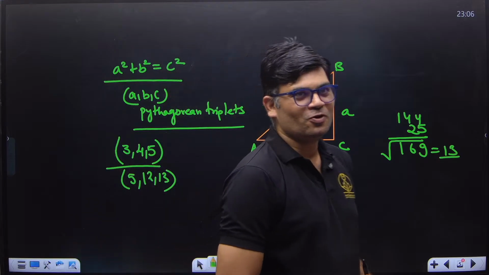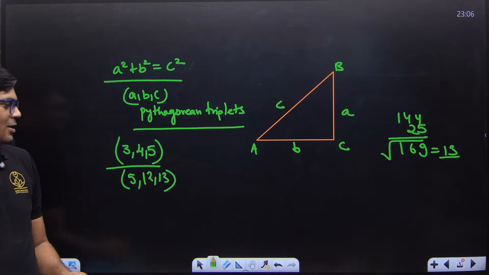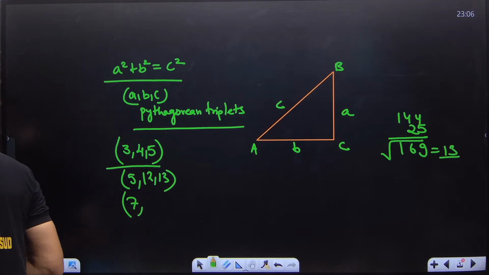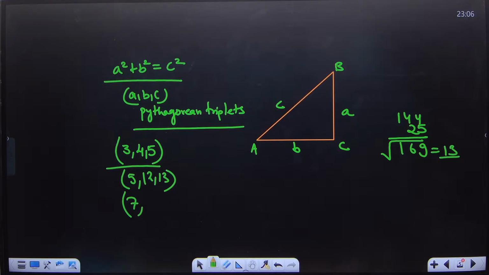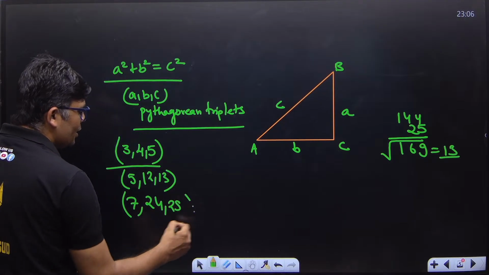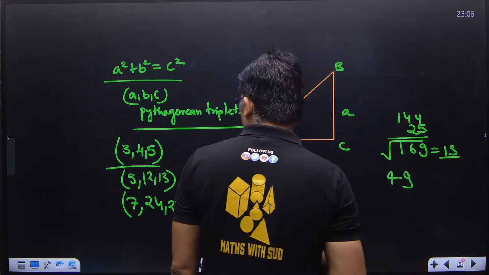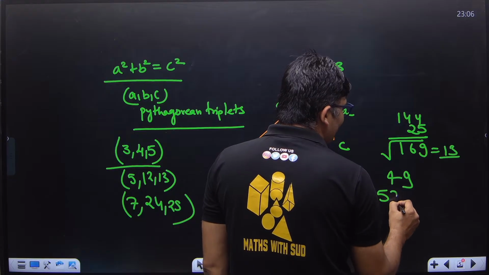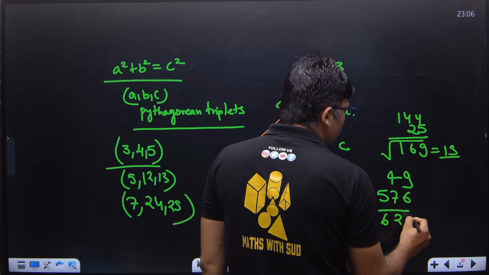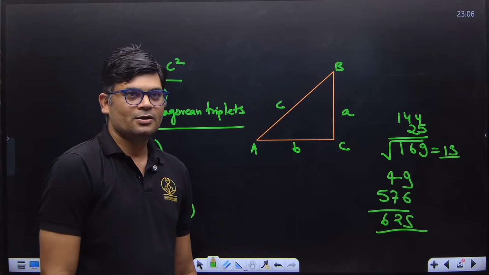Now you can make one on your own. Can you tell me what is the next odd number? 7. What is 7 square? 49. Can you tell me two consecutive numbers whose sum is 49? 24 and 25. So welcome to the next Pythagoras triplet, 7, 24 and 25. What is 7 square, beta? 49. What is 24 square? 576. If you add them, you are going to get 625, which is 25 square.